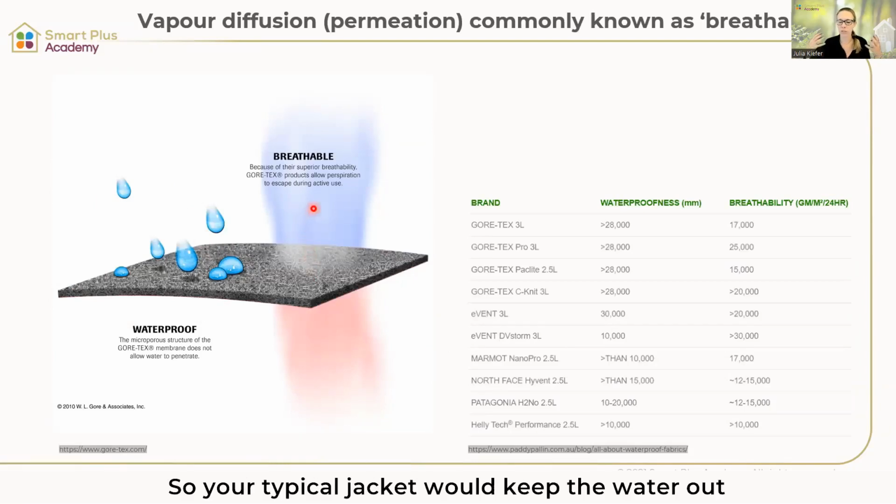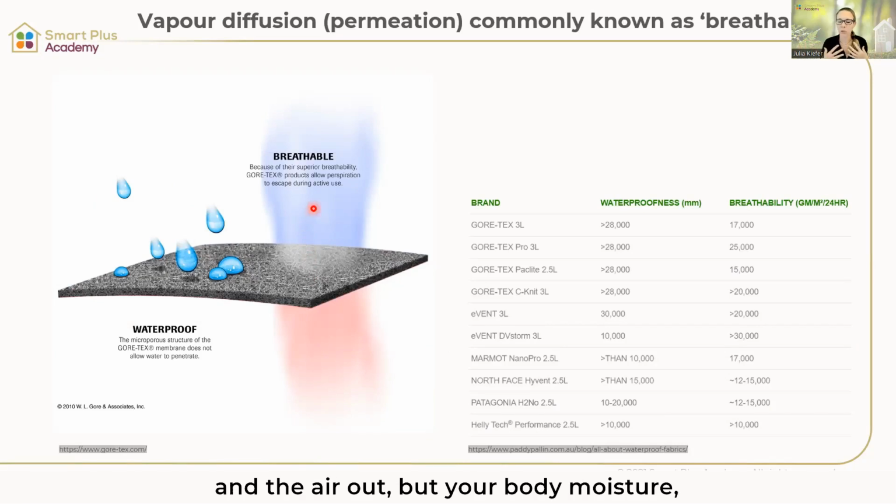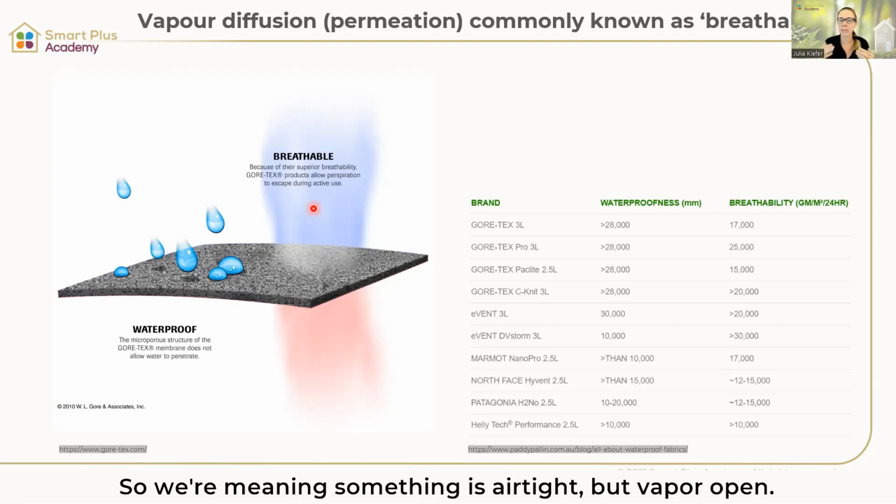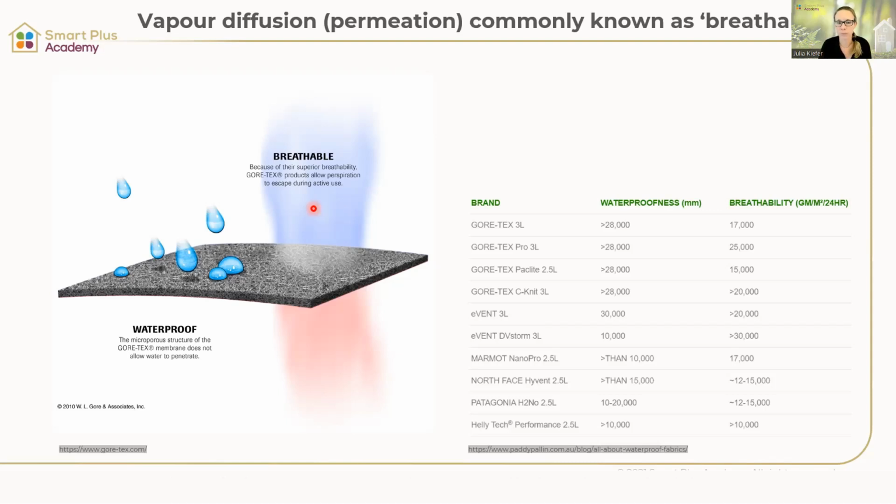So your typical jacket would keep the water out and the air out, but your body moisture, your sweat, would still be able to permeate out of that jacket. So that's what is called breathable, but really means the vapor can diffuse through. And that's what we're looking for in our building materials as well. So we mean something is airtight, but vapor open, and sometimes we call that breathable.